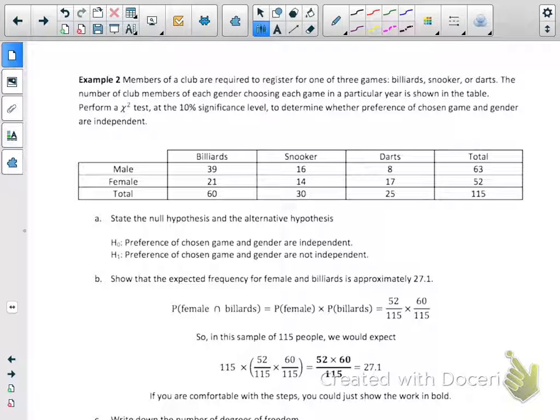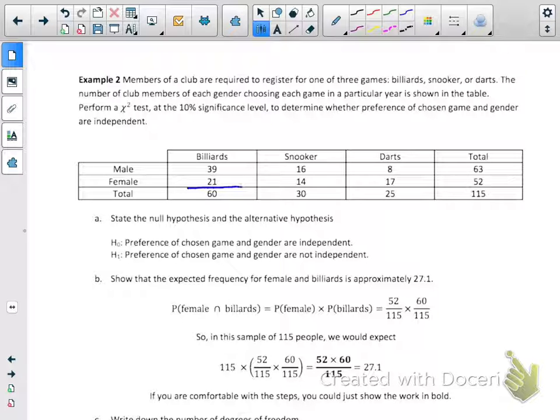Now, this last one here is essentially exactly the same thing. We've got our billiards and our snooker and our darts, which again, snooker has to do with some kind of billiard game here. We've got our null and our alternate hypothesis, that the preference of the game that you choose and your gender are independent, or that they are not independent. Show the expected frequency for female billiards is 27.1.